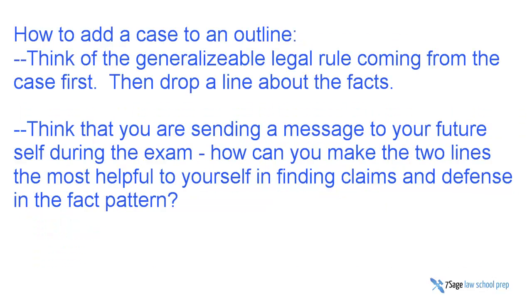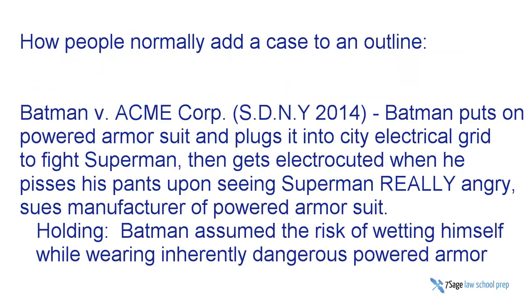So this is how you actually do it. These are kind of general guidelines. You've got to create a generalizable legal rule coming from the case first. Then you drop a line about the facts, and even the name of the case is not important. Because imagine yourself looking through a page full of these when you're faced with a new set of facts on products liability. The first thing you have to wade through, Batman versus Acme Corp., Southern District of New York, 2014. Those aren't the most important things about that little case squib.